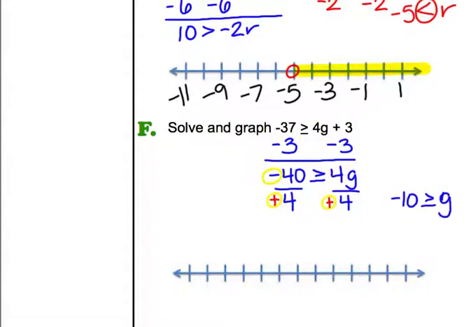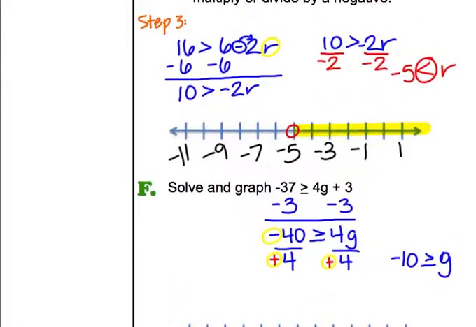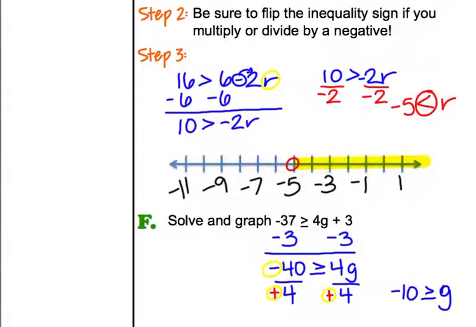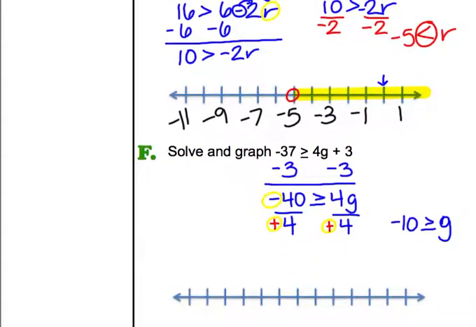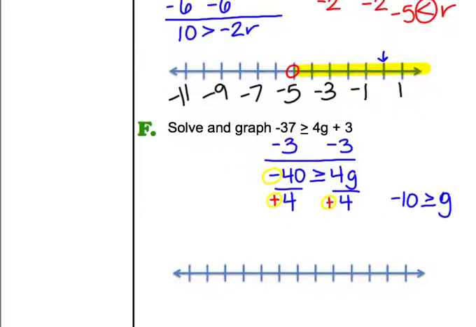Now the great part about this, if we go back quick to the first one, is that we want to check to make sure it works. I can pick a value like 0 and put it in for r: 2 times r is 0, 6 minus 0 is 6, and 6 is less than 16, so I know I shaded in the right way. If I hadn't flipped the sign, I would have gotten it the other way and tried negative 6: negative 2 times negative 6 is 12, 6 plus 12 is 18. That is not less than 16. So it is very critical that you check.